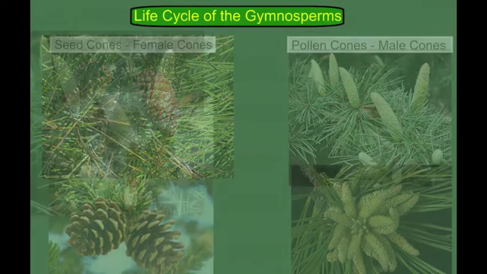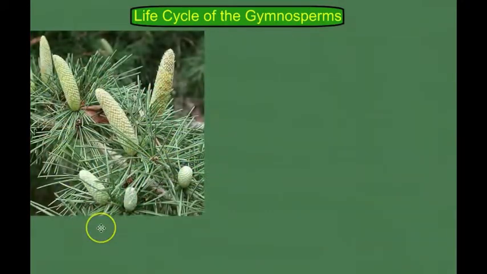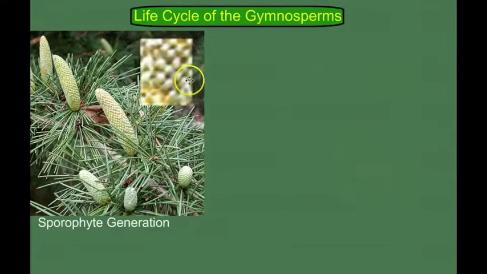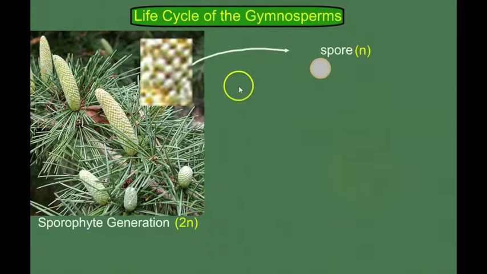Let's look at the male side of things first. Here's a pollen cone. Remembering that this is the sporophyte generation that we're seeing, the diploid generation, and sporophytes make spores. So let's zoom in on part of this pollen cone. This sporophyte is going to make spores. And since the sporophyte is diploid and the spore is haploid, we need meiosis. Now specifically, since we're going to make the microspore, remembering that seed plants are heterosporous, we have a microspore and a megaspore. And so in the pollen cone, through meiosis, we make the microspore.